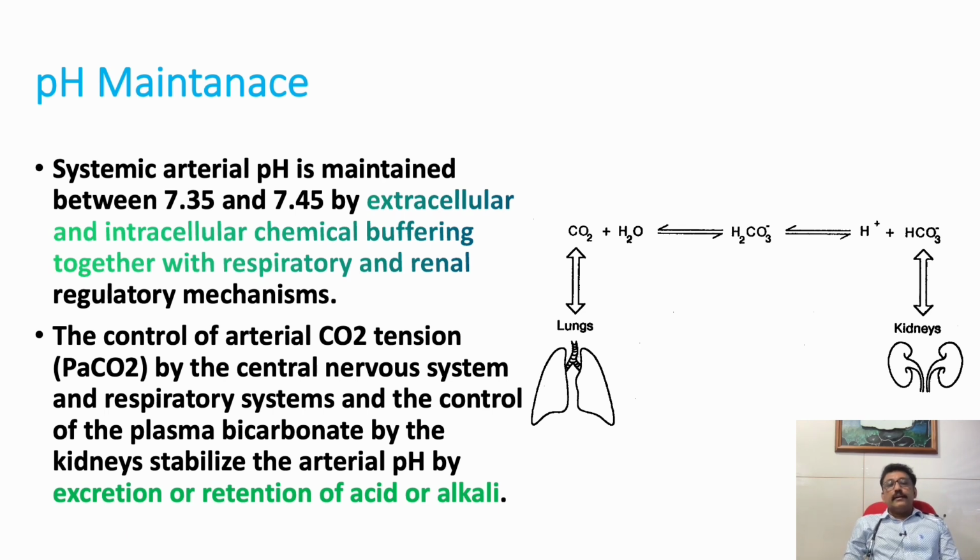Now, this buffering system in our body, by which pH is maintained between 7.35 and 7.45, is maintained by our lungs and kidneys. You can see the equation here. Carbon dioxide plus water gives carbonic acid. At the same time, on the kidney side, hydrogen ion plus bicarbonate gives carbonic acid. So this equilibrium is maintained by our lungs and kidneys in our body. If there is a problem on the metabolic side, the lungs will compensate for that. If there is a problem on the lung side, then the kidney will compensate for that. That is called compensation.